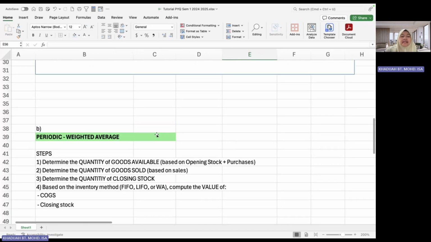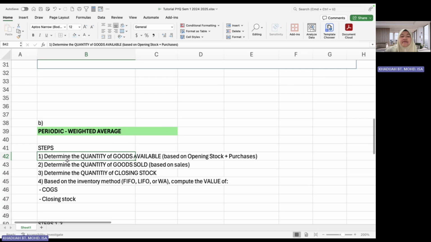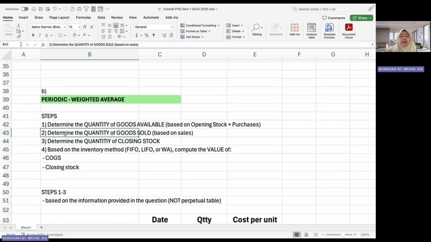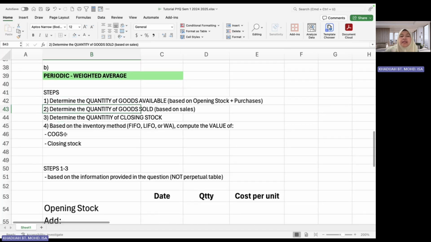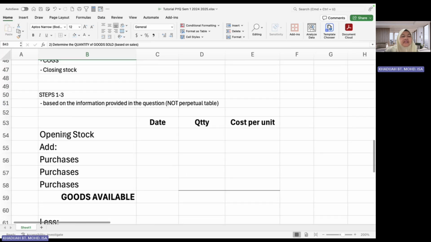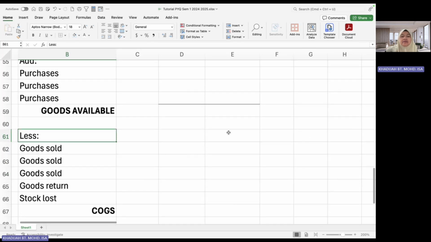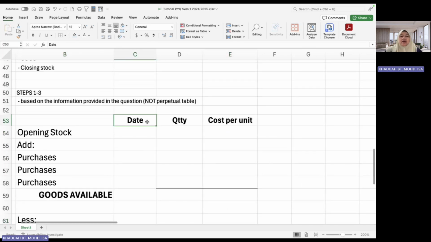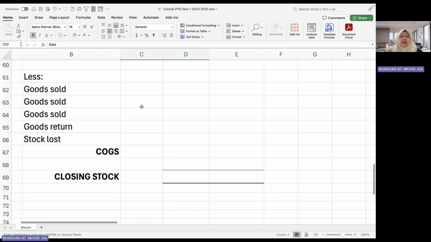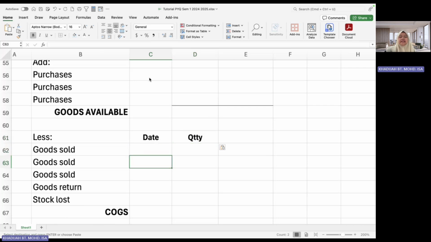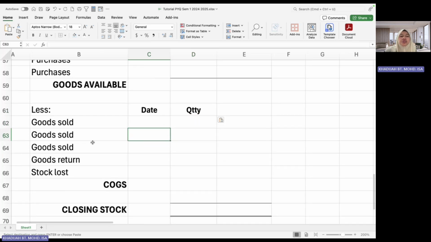All right. So once you have determined how much is the goods available, number two is how to determine the quantity of the goods sold based on the sales of the goods. So whatever goods sold, you have to write down the goods sold here. In this case, we are not very concerned about the cost, we're only concerned about the quantity, because for periodic, we cannot decide on that yet. So just put the date and the quantity on the goods sold.